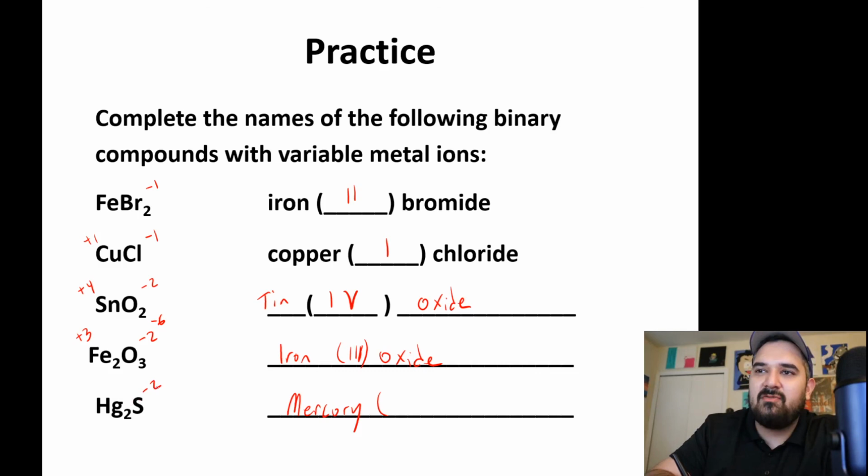Sulfur has a -2 charge, and we only have 1 of them. We have 2 of them, which means we have to have 1 mercury. Mercury has a +1 charge. That's why we need 2 of them to bond with the sulfur. So it's going to be mercury 1 sulfide.